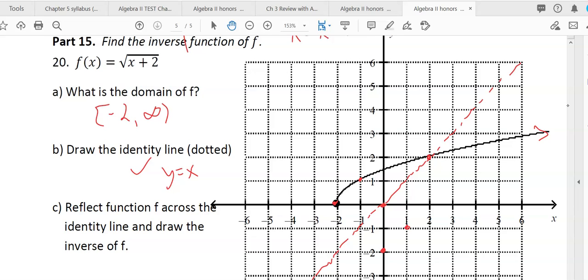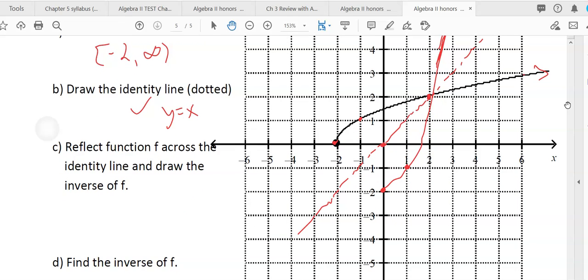It looks like it crosses right there, and so that's going to reflect onto itself because it's on the identity line. It looks like it almost crosses right there, which means the inverse almost crosses right about there. So my new function will look something roughly like that. And that does look symmetric across the identity line, so I think that is right.